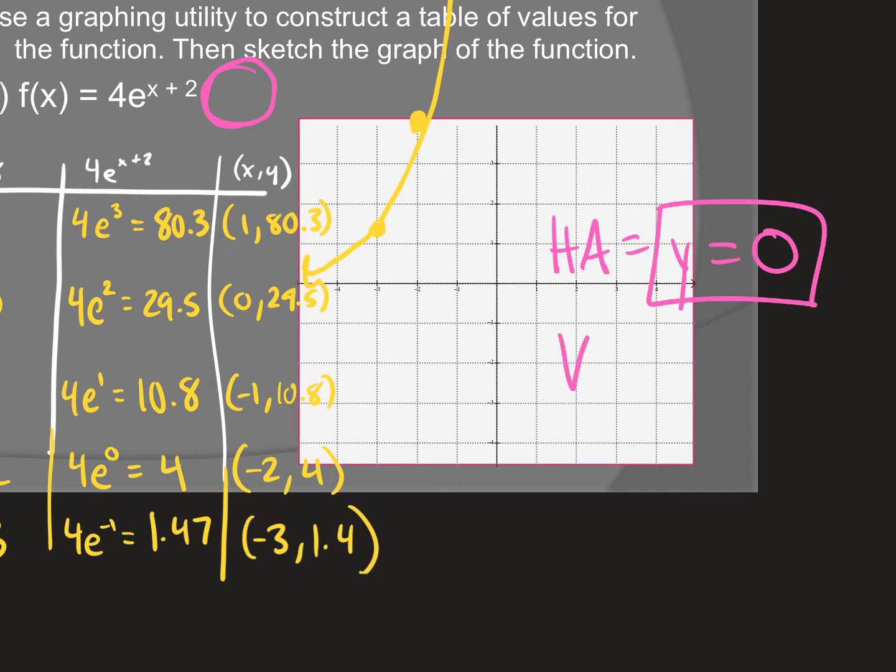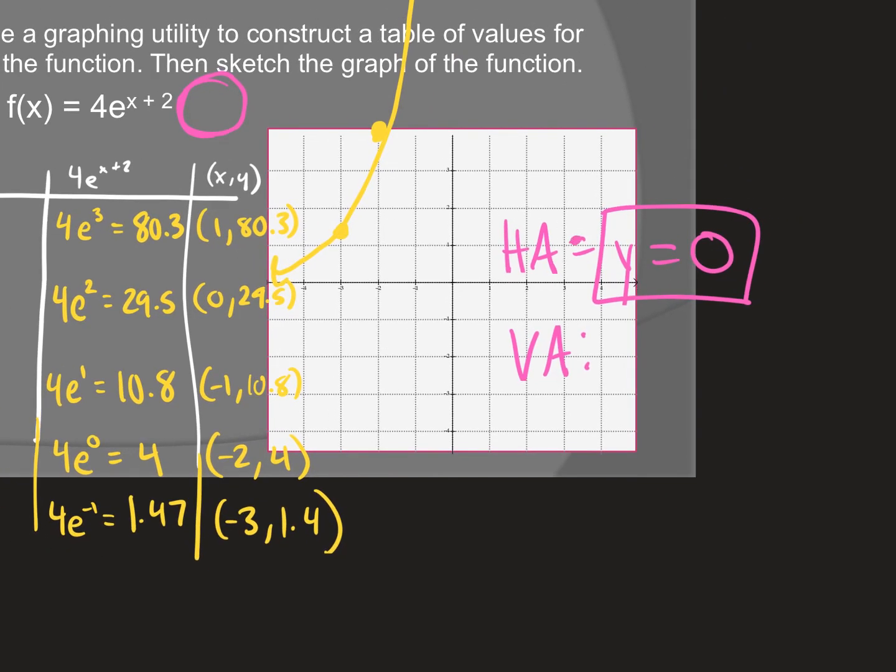Do I have a vertical asymptote here? What do we think for exponential graphs? Do we have a vertical asymptote? No. For exponential graphs, we don't have a vertical asymptote.